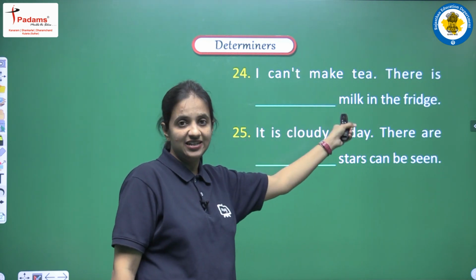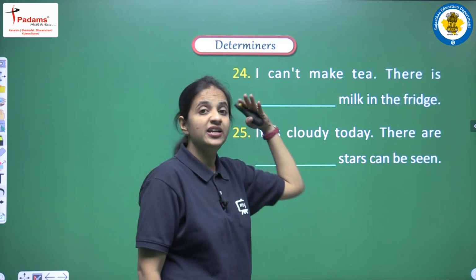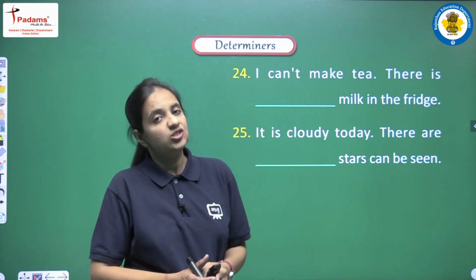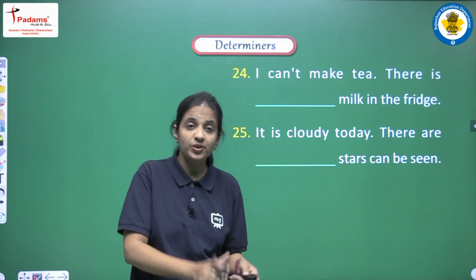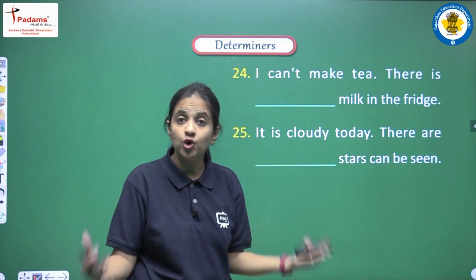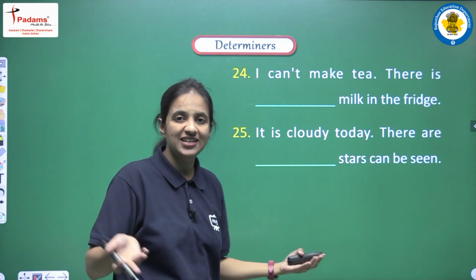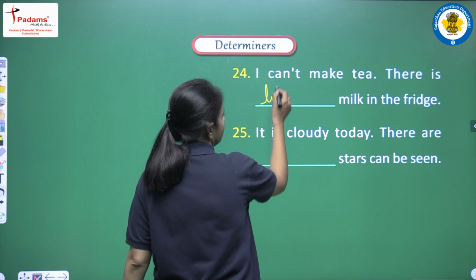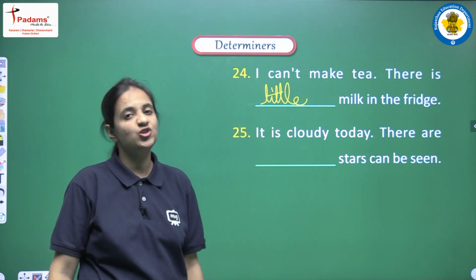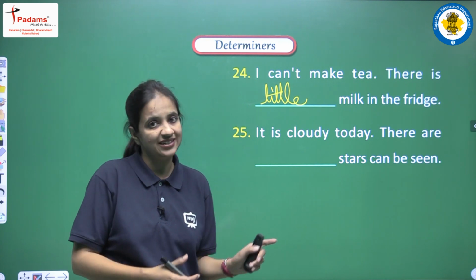Next is I can't make tea, there is milk in the fridge. So now we are saying that tea cannot be made at all. Why can't it be made? Because there is absolutely no milk in the fridge. So now we are trying to show the negative meaning, because we are saying that I can't make tea, right? Why? Because there is no milk actually, and to show this thing we always use little. Because milk is an uncountable noun, so we will use little to create the negative meaning in the sentence.